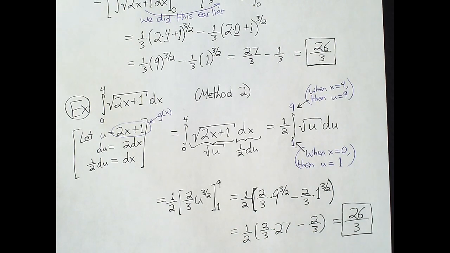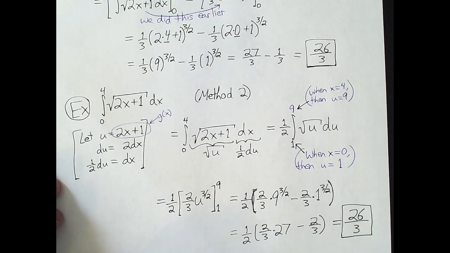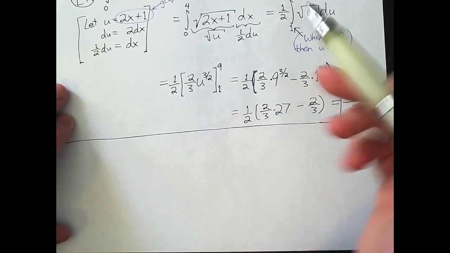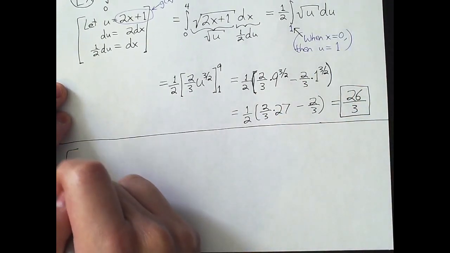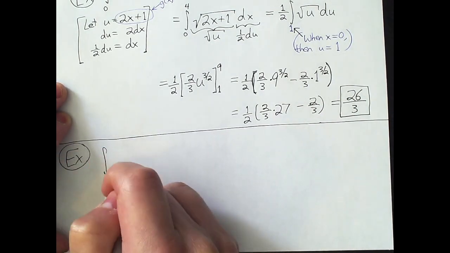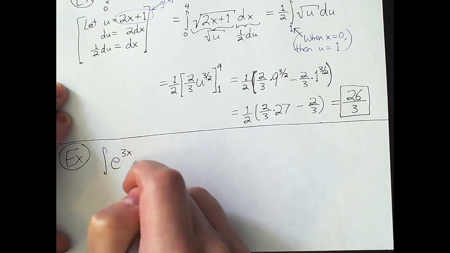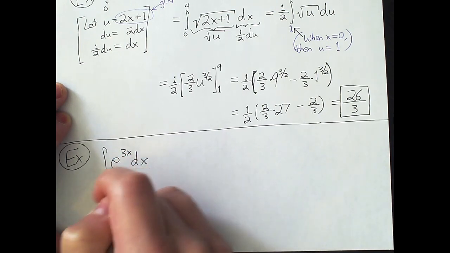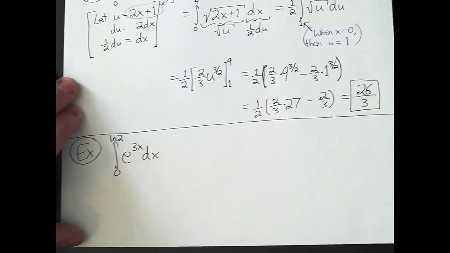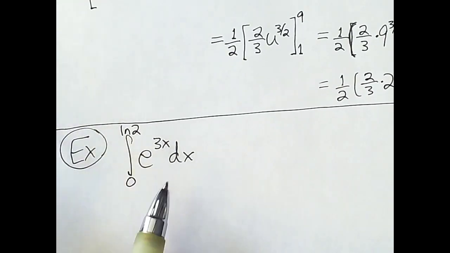Okay, I'm going to give you a problem to try. It's going to be a definite integral, and you'll decide if you want to use method 1 or method 2. And you don't have to do it both ways, you know? That was just to demonstrate. So I'd like you to try to integrate e to the 3x dx from 0 to ln2. So you could pause the video and try this.